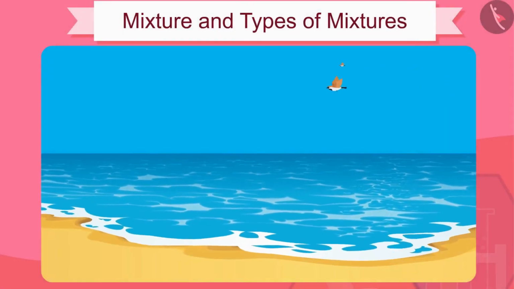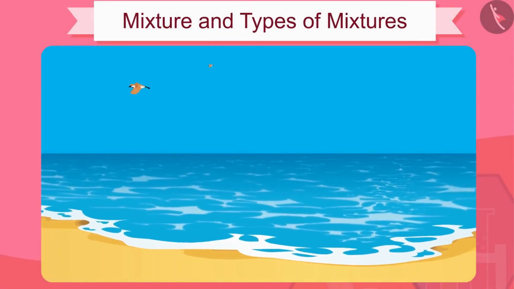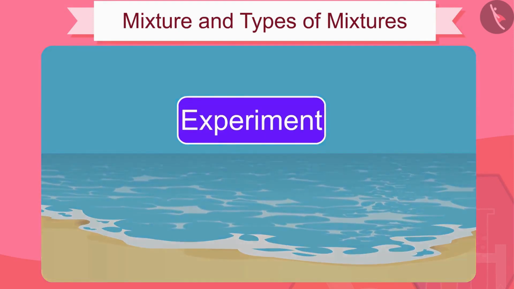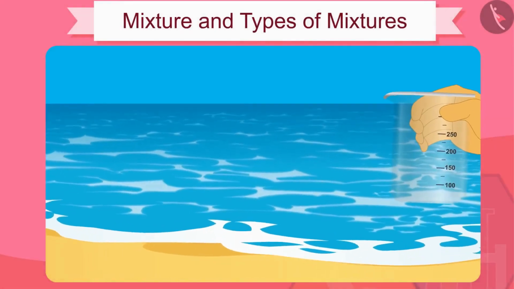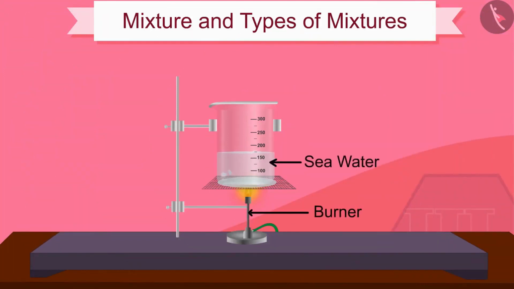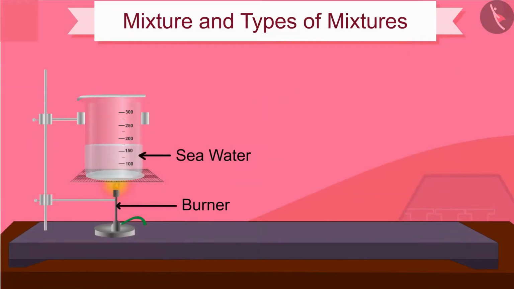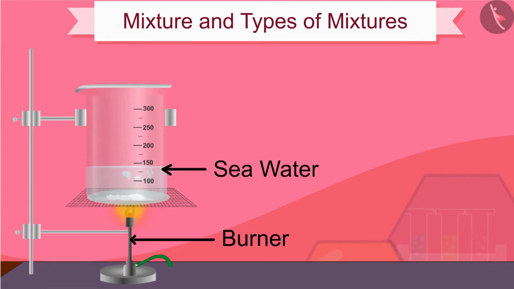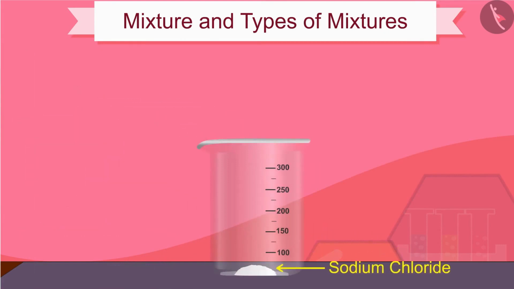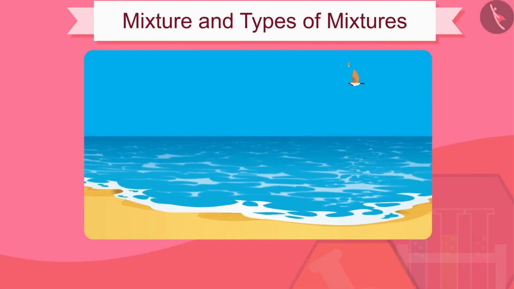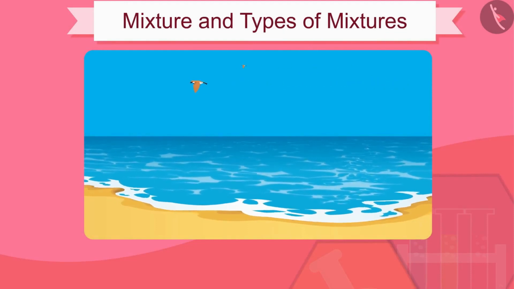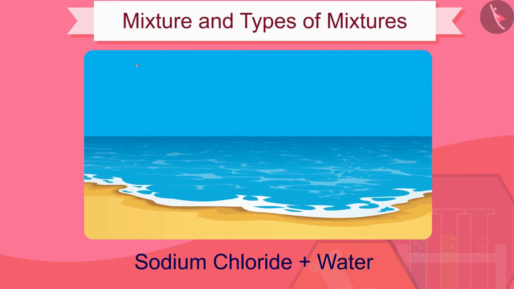We all feel very happy to take a walk on the beach, isn't it? Let us do an experiment with seawater. Let us take a little seawater in a beaker and heat it with the help of a burner. What do you see? Absolutely right. Sodium chloride dissolved in seawater is separated from the water due to evaporation. Therefore, we can say that seawater consists of sodium chloride and water.